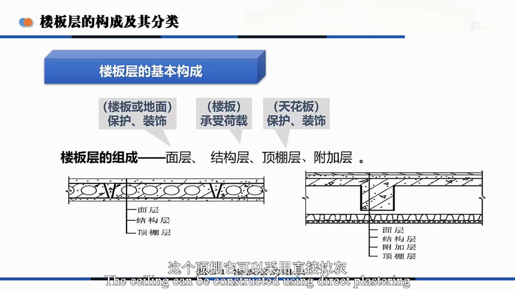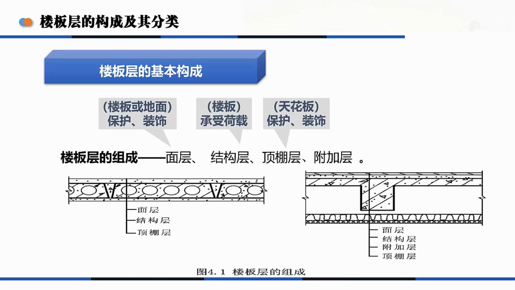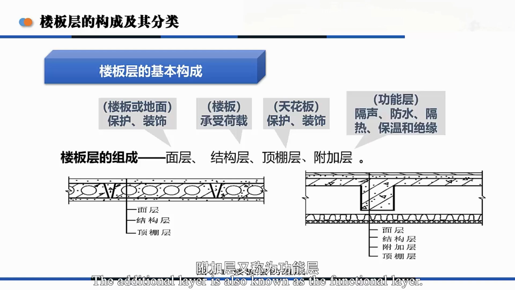The ceiling can be constructed using direct plastering, as we can see here with the directly plastered ceiling, or by adhering ceiling materials, or by installing suspended ceilings in various forms. The additional layer is not a basic component of the floor slab layer. The additional layer is also known as the functional layer.